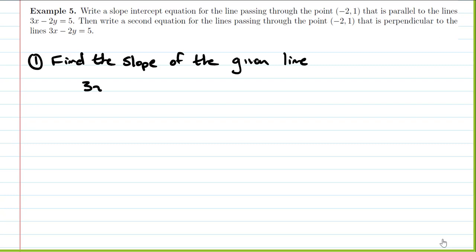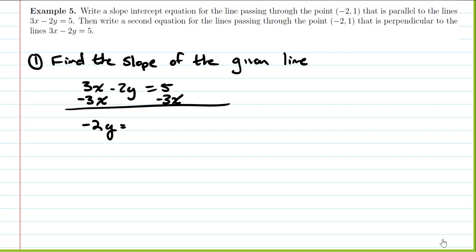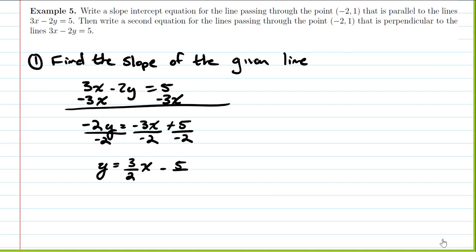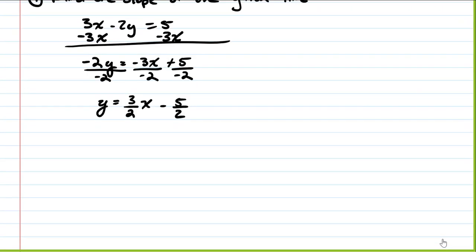So we have 3x minus 2y is equal to 5. And we're going to find the slope just like we did in the previous example. So we minus 3x and we minus 3x gives us negative 2y is equal to negative 3x plus 5. We divide by negative 2, and we get y is equal to 3 over 2x minus 5 halves.